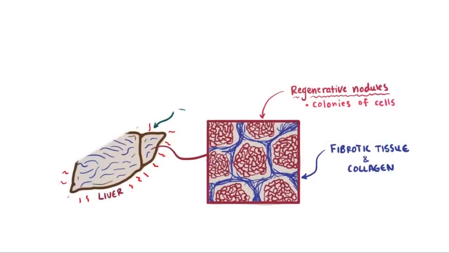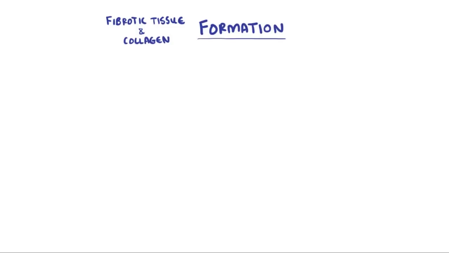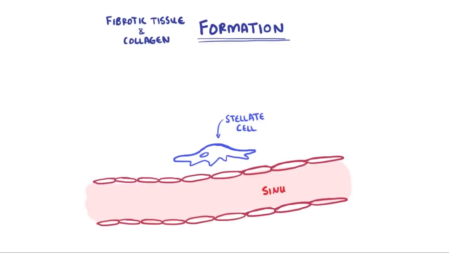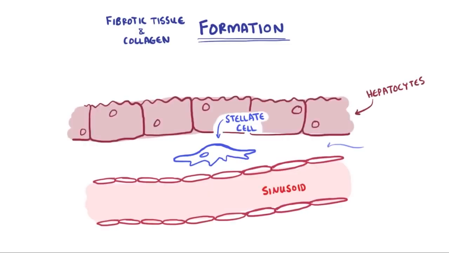Alright, but how do these bands of fibrotic tissue form though? Well, fibrosis is a process mediated by these special cells called stellate cells that sit between the sinusoid and hepatocyte, known as the parasinusoidal space.